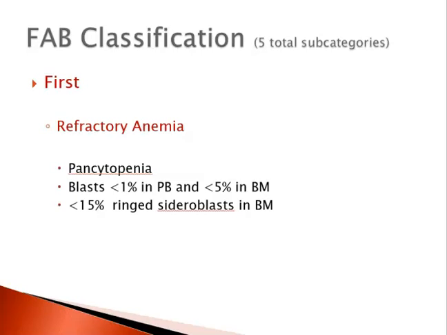Remember, sideroblasts are erythroid precursors with iron-loaded mitochondria, and they appear with a nucleus surrounded by a ring of iron, and the staining is usually blue for those, or that ring of iron around the nucleus.